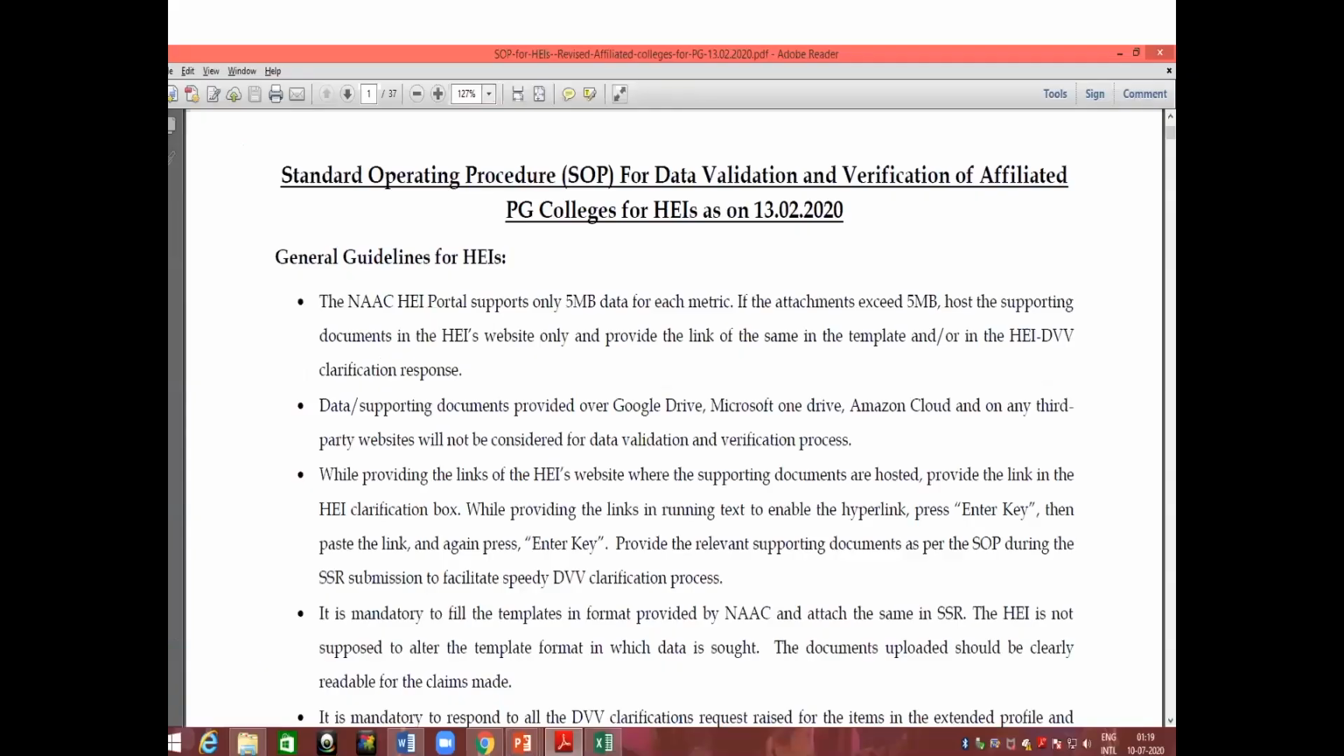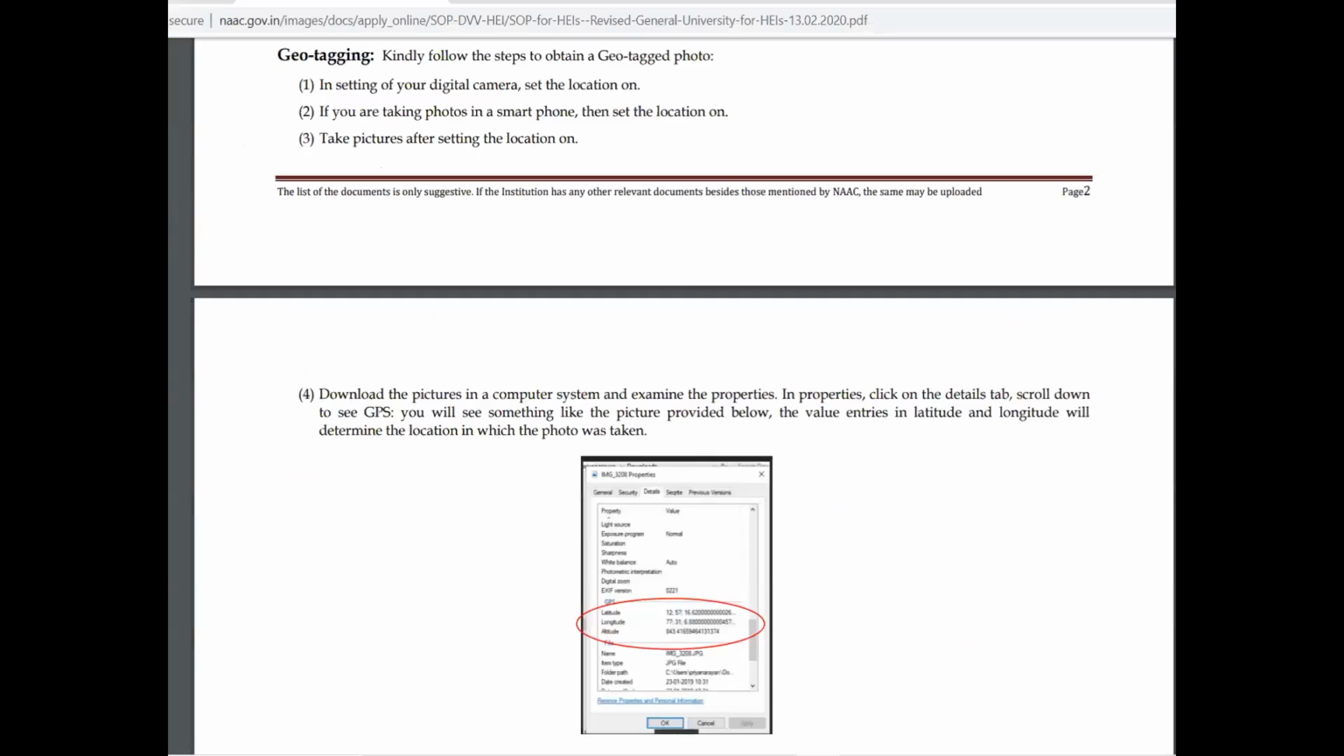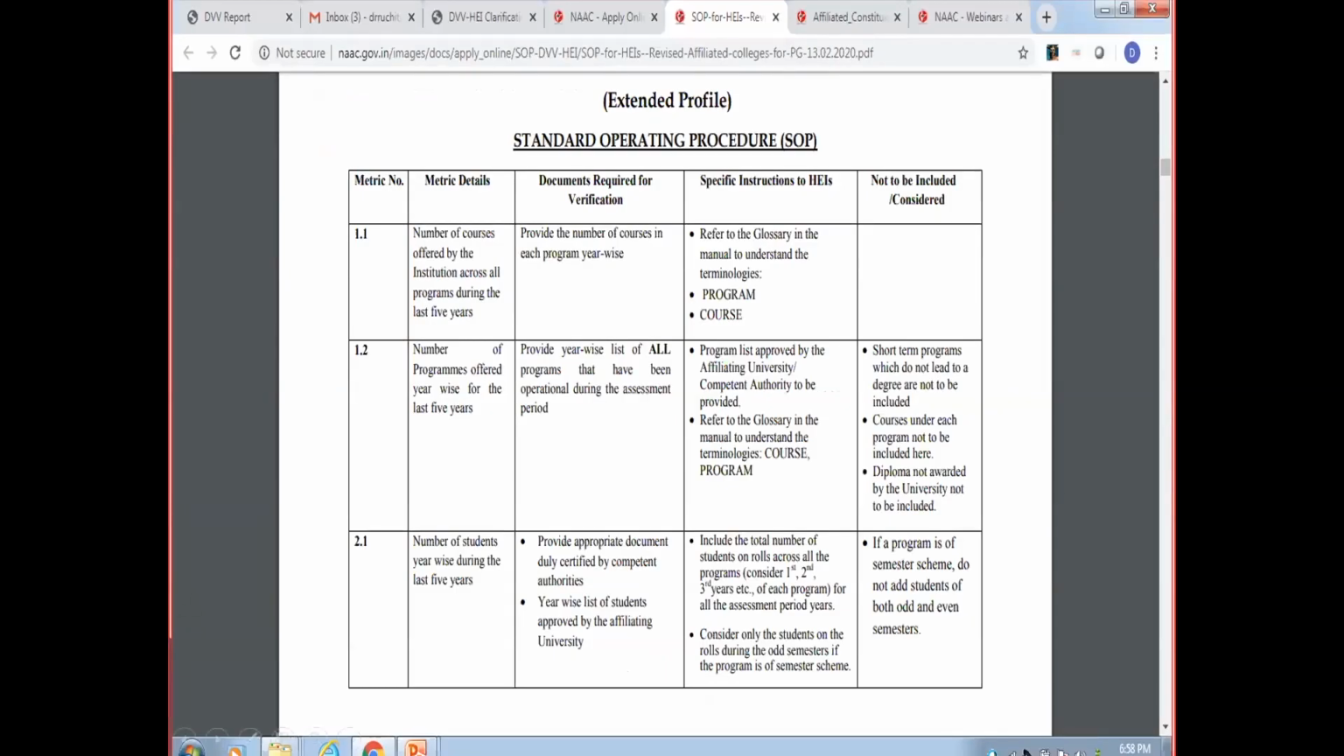The standard operating procedure is basically guidelines. It tells the institution what has to be uploaded, what not to be uploaded, the file size limit of 5 MB, and what has to be avoided in terms of Google Drive and other third-party links. It's mandatory for all the HEIs to provide the data templates in the format given by NAAC. You can add to it, but no alteration or deletion can be made. And here, this is the standard operating procedure for the extended profile.